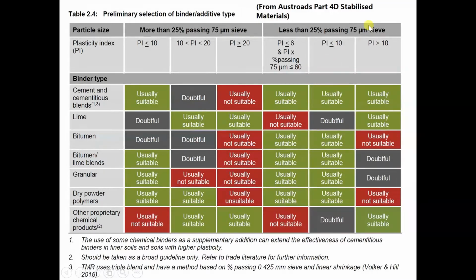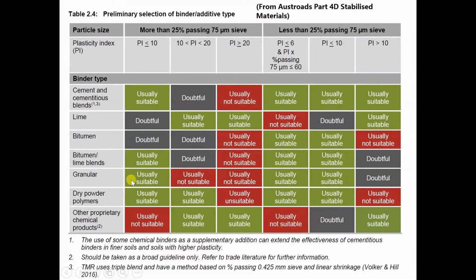And even for pavement materials with less than 25% passing the 75 micrometer sieve, when the plasticity index is quite high, more than 10%, lime can be used as well, because there is quite a lot of plastic material in there. So we could use it when the plasticity is for some reason quite high.